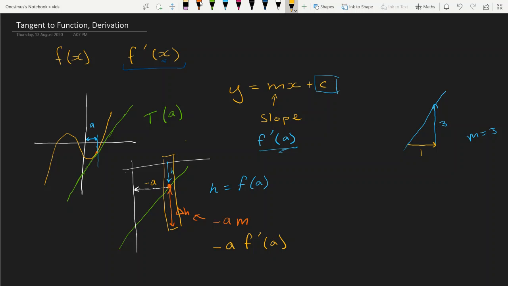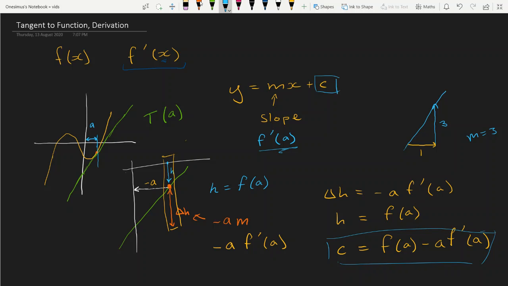But we know our equations. We found delta h equals minus a f prime of a, h equals f of a, the function at position a. So we know that our c value is going to be the function at position a minus a times the derivative function at position a, which is useful because now we've got our c value and we can substitute into the final form of this equation. Take this back up the top.